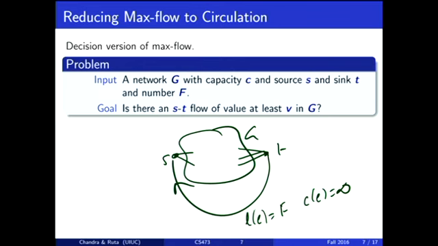My claim is there is a feasible circulation in this graph if and only if there is a flow of value F from S to T in the original graph. Does it make sense? Agreed? So circulations look more general than flow, because you can easily reduce maximum flow to circulation with just one arc having a lower bound. You have to force F units on this arc, and that's possible only if you send F from S to T in the original graph. So circulations are powerful. This is the reduction.